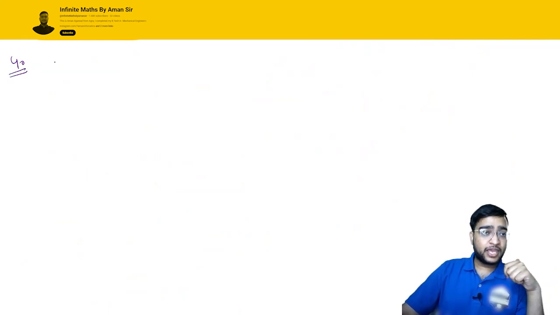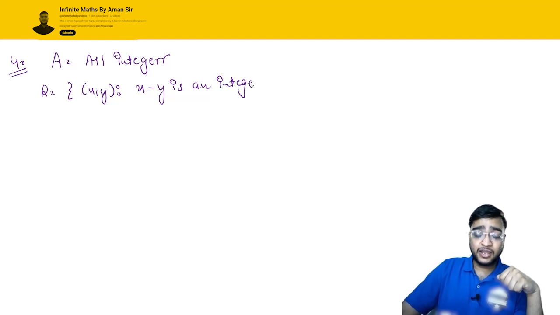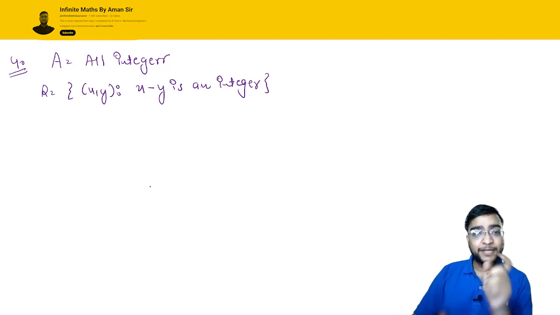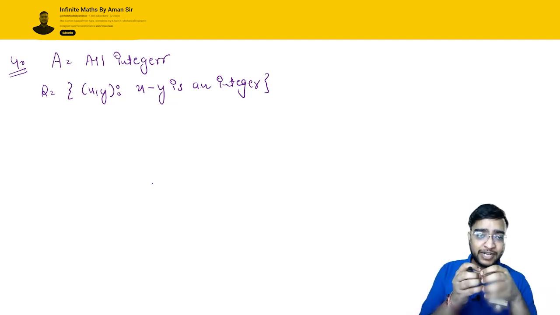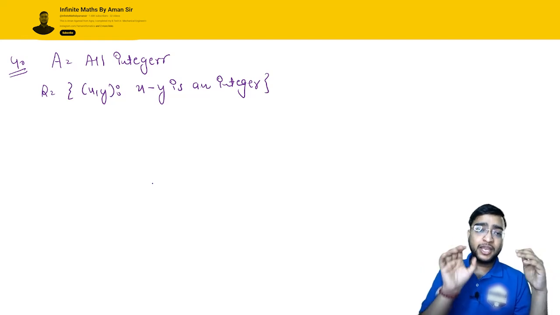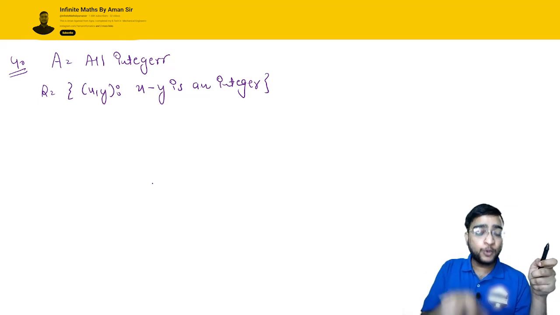Let's just try to solve the fourth one. My A set is all integers. For the relation, x comma y represents x minus y is an integer here. So this is my relation condition. Since x minus y being an integer is a statement type question, there is no need to find all the pairs here, because the A set is an infinite set. So I'm not trying to find all the pairs of the relation; I'm just trying to play with my statement and prove it.